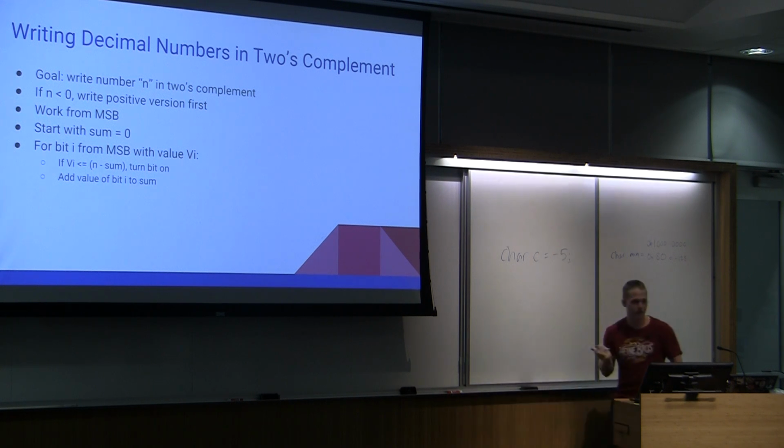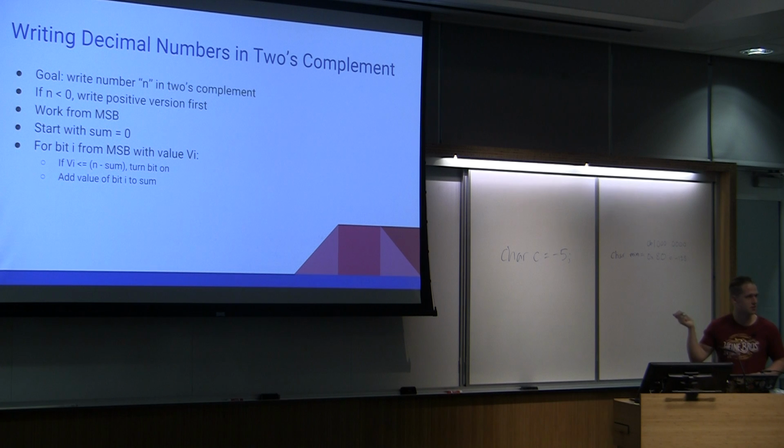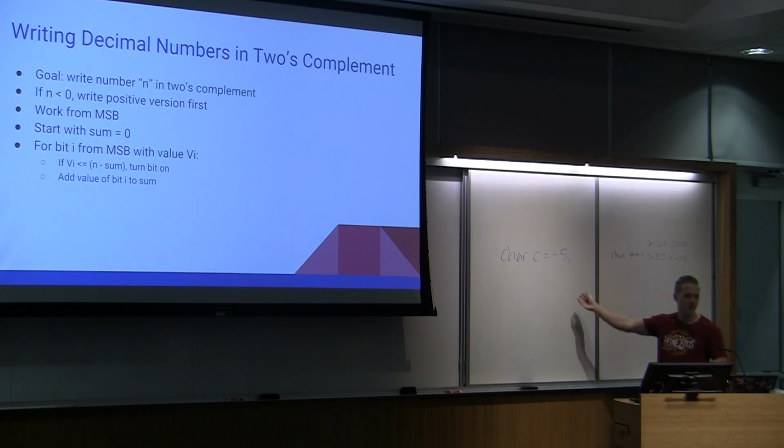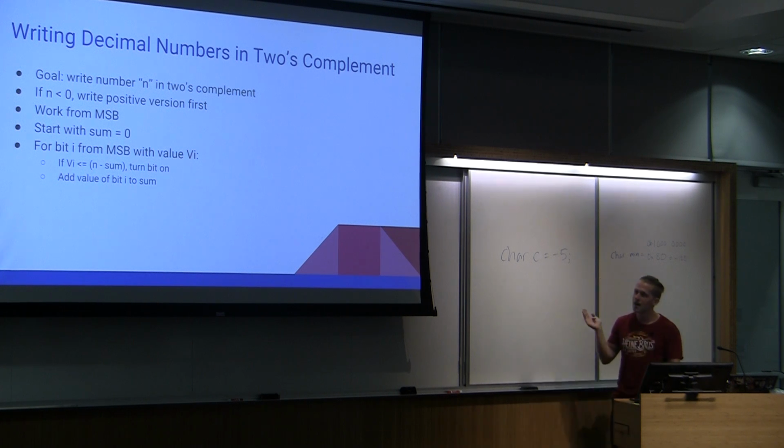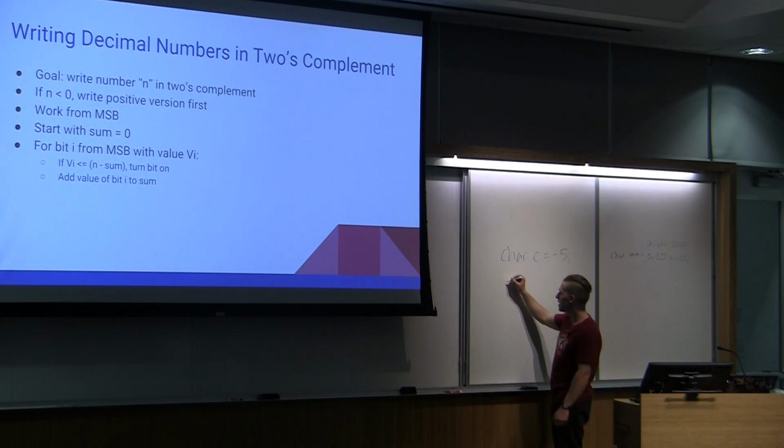Okay, so the first step here is to write the positive version of this number, because writing negative numbers kind of sucks. So first I'm going to write 5, and then I'm going to use the rule to make it a negative number. So I'm going to start from the left-hand side of the character, and so we have 8 bits to work with, right? I'll just set them all to 0 first.